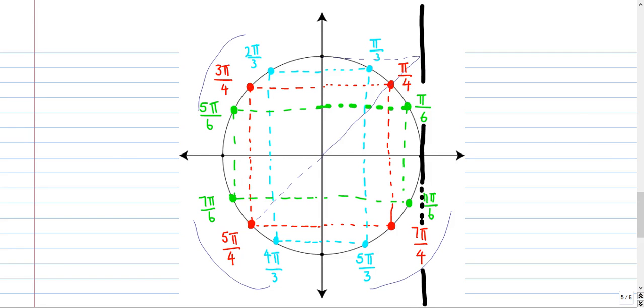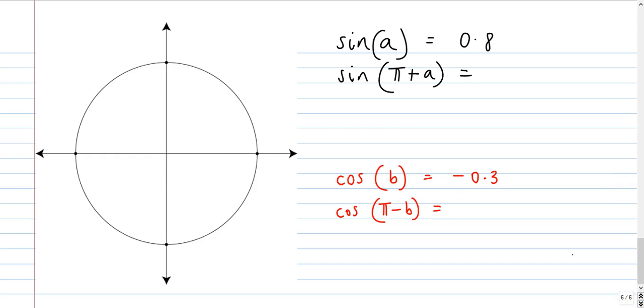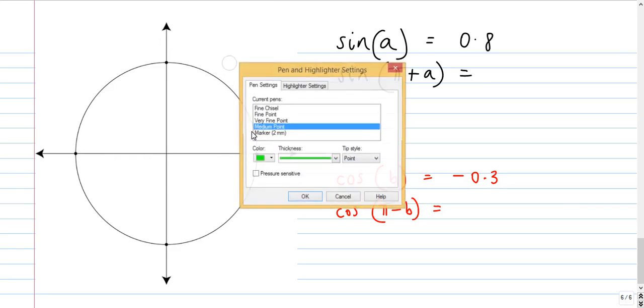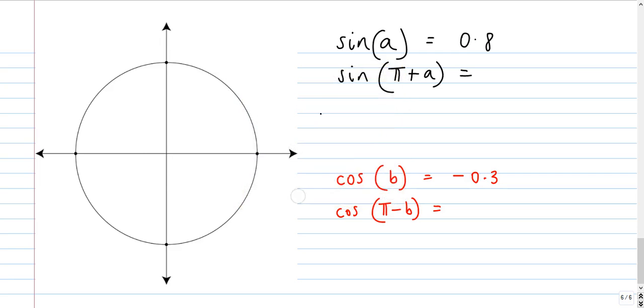Now the last example we will look at is a couple like this. So let's say we've got sine A is 0.8 and we want to know what sine of pi plus A is. So the way I would do it would be I'd consider where that angle A might be. So if it's got a sine value of 0.8, it's a positive sine value. So if I think about where sine can be positive, it's in either quadrant 1 or quadrant 2. So I might decide to put angle A about here. So there's A and it's got a sine value of about 0.8.